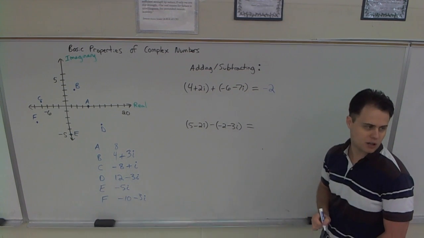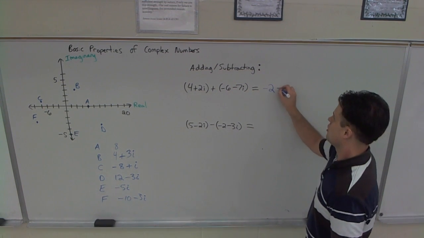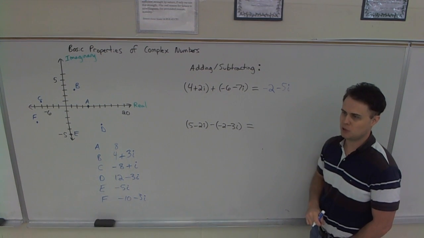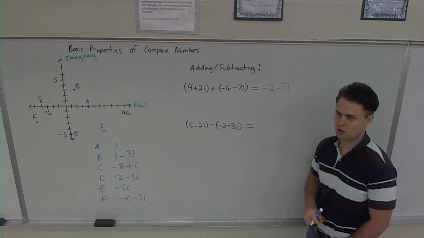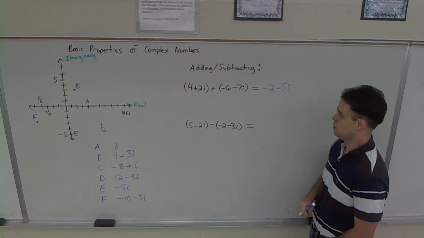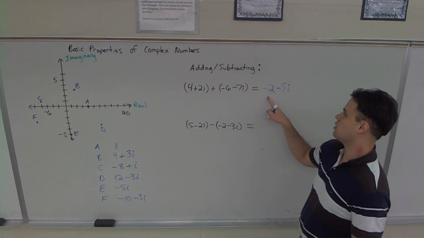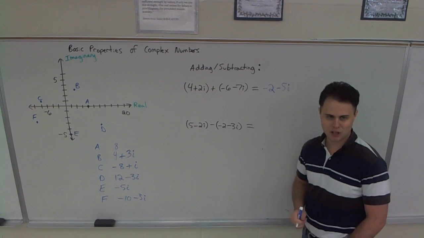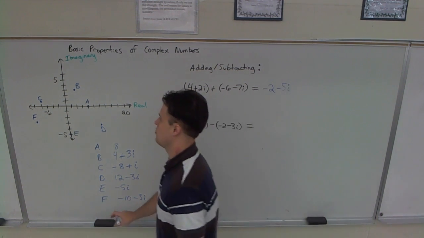-2. And the imaginary combination is -5i. So just like x's combine when they're like terms, so do i's and numbers. So when you add these two together, you get -2 minus 5i. I'm going to draw that on here so you can kind of see that on the complex plane. I think that's kind of neat.